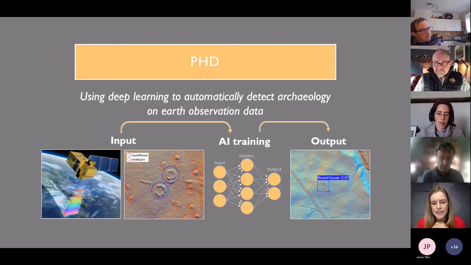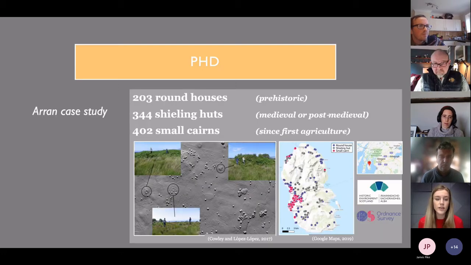So that's a bit of the background on the technology, and we've been using that in my PhD to automatically detect archaeology on LiDAR data. So in goes the LiDAR source, and also the labels that we have for things we were looking for. In this case, it was roundhouses and small cairns, and that goes into the training network. And then out comes the object that we are interested in, which is in this case a roundhouse that wasn't previously known.